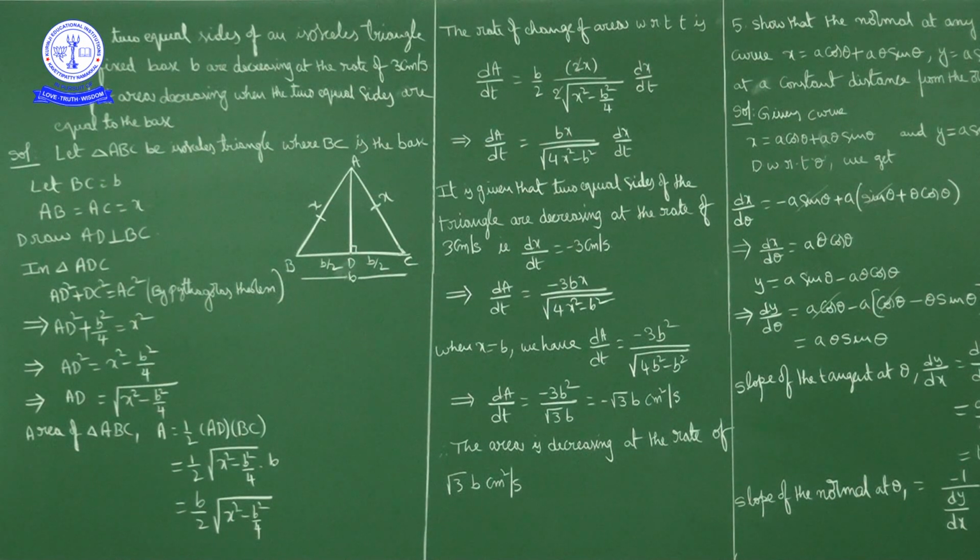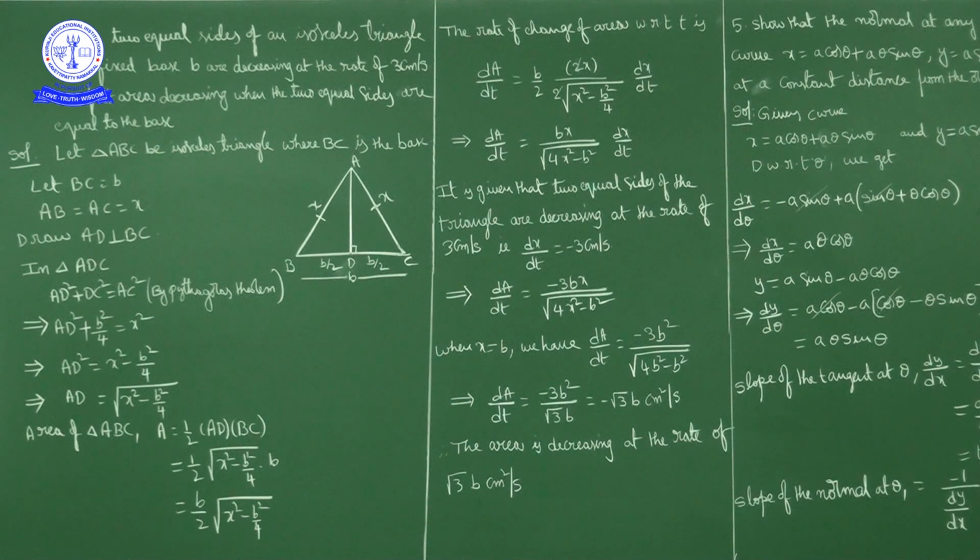Now the solution. Let ABC be an isosceles triangle with BC as base. BC is equal to b, and the two equal sides AB and AC are both equal to x. Now from vertex A, I will drop a perpendicular on side BC, AD perpendicular to BC.